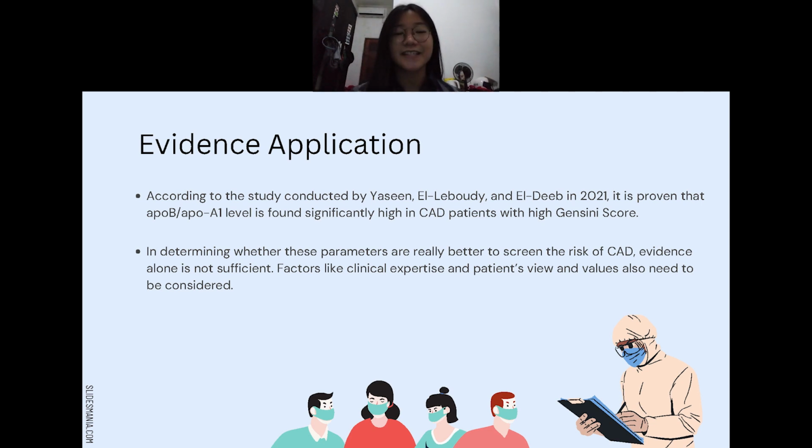According to the study discussed in the previous points, it is proven that ApoB or ApoA1 level is found significantly high in CAD patients with high Gensini score. The more severe the CAD, the higher the ApoB or ApoA1 levels. But is that valid and relevant enough to be applied in real life? In my view, no. Evidence alone is not sufficient to determine whether these parameters are really better to screen the risk of CAD. Clinical expertise, also patients' views and values need to be considered.